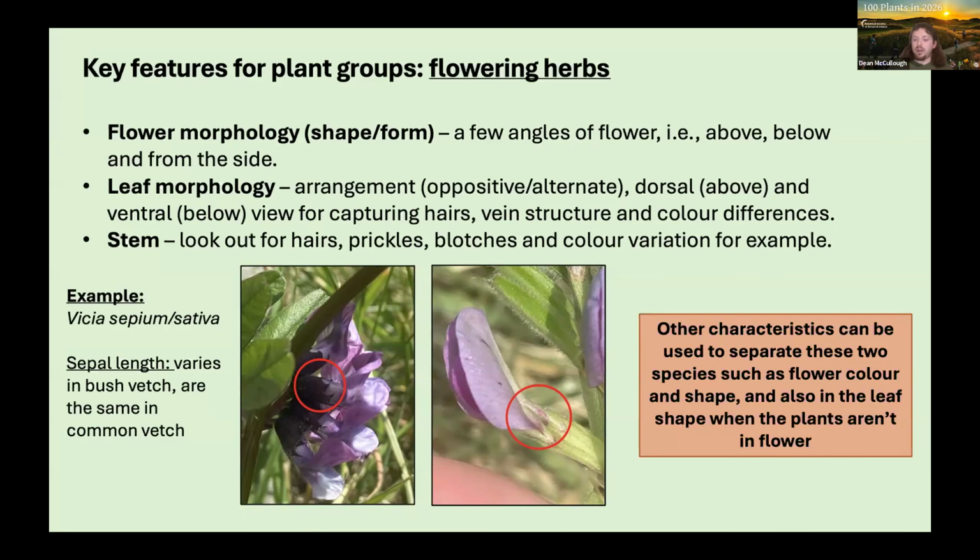Now you can look at other features. You can see the flowers are quite different. The color of the flower can be a little bit different. But bear in mind that there are oddballs in botany, and nature doesn't always like to conform to textbooks or to keys. So you can look at other things, but if they're both in flower, like for example, bush vetch has a huge flowering range from spring right through to winter almost. It's quite useful, and it is a species, two species that you will definitely come across.